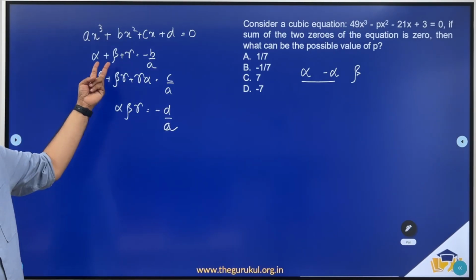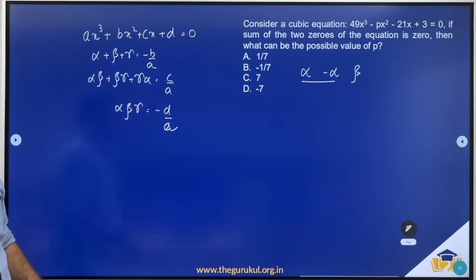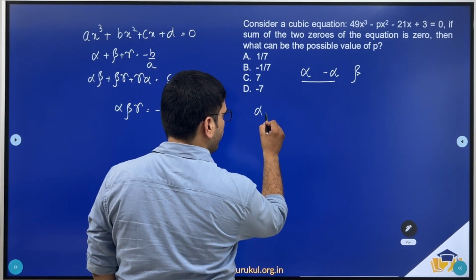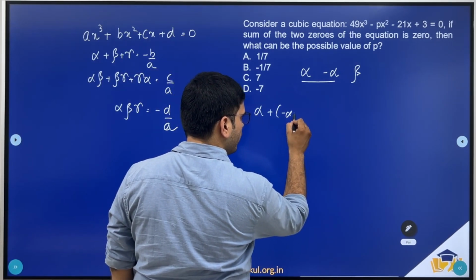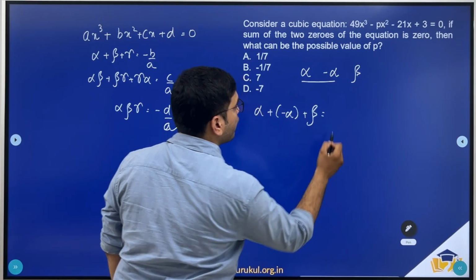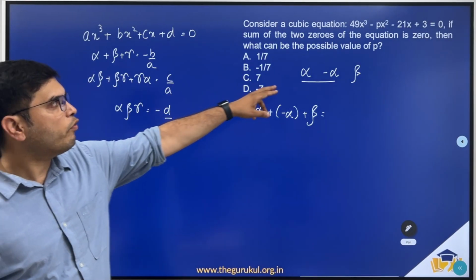Right? Now, if I consider this, what are the roots? Alpha, minus alpha, and beta. So, the sum of the roots alpha plus minus alpha plus beta should be equal to minus b by a. Here, what is the value of b?